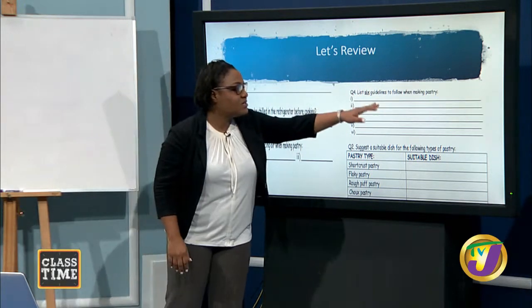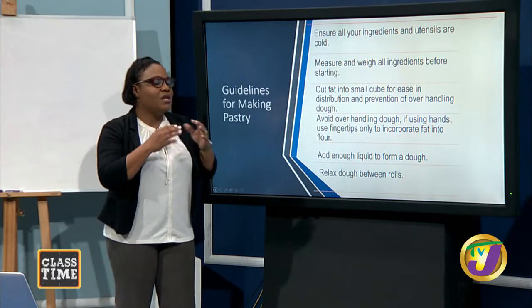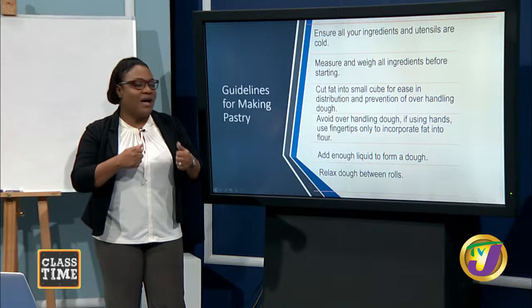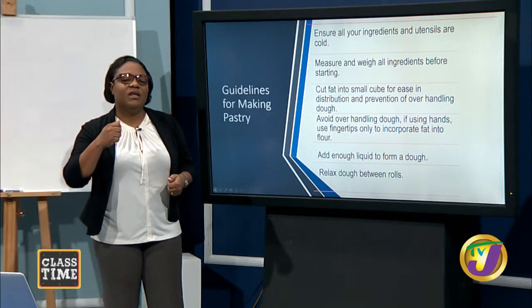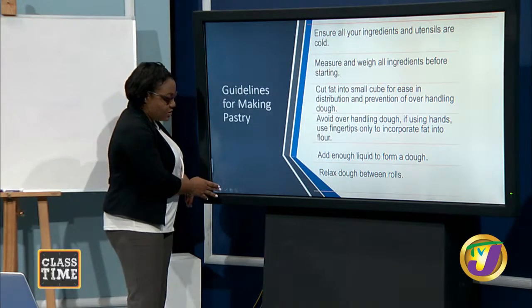So, the 6 guidelines to follow when making pastry, that was one of the things I just spoke about. The ingredients should be cold. You should measure and weigh all your ingredients before starting. You cut the fat into the flour, or you cut it into small cubes to limit overhandling. Do not overhandle or stretch your dough. You add enough liquid to form a dough, and you relax the dough in between rolls.